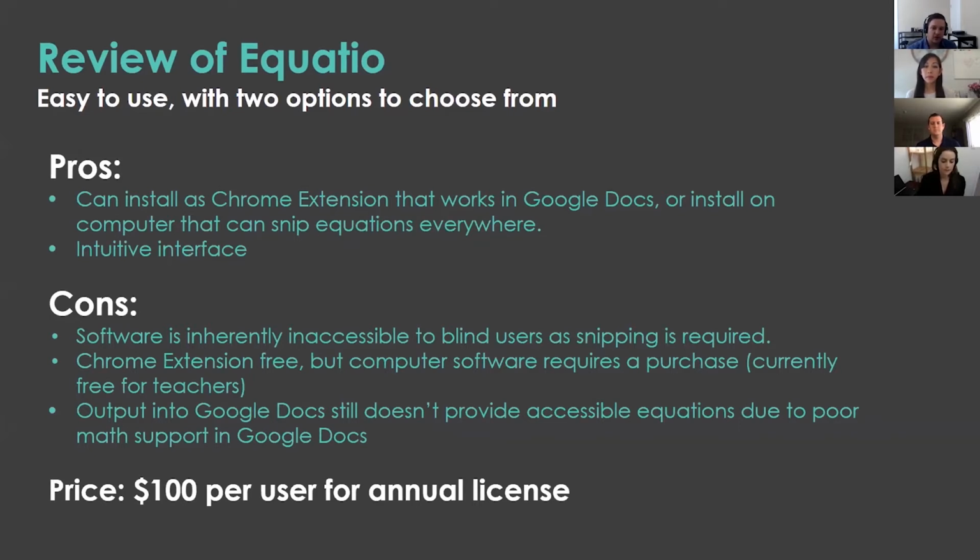So some of the drawbacks, the software isn't inherently accessible to blind users because you do have to use snipping. You have to snip an image, and so creating that snipping bounding box is inherently inaccessible. Like I said, the Chrome extension is free, but the computer software requires a purchase. It is currently free for teachers from what I saw, but I added that last minute and I didn't actually sign up for it because I'm not a teacher, but it might be possible. And then output to Google Docs still doesn't provide accessible equations, but that's due to poor math support within Google Docs. So the price of Equatio is $100 per user for an annual license.